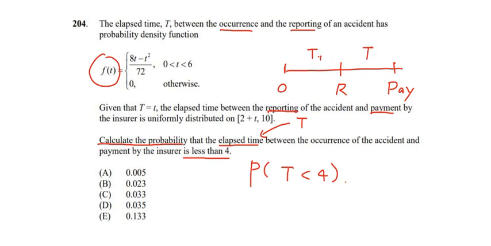So suppose there's t1 and t2 like this. What we want to find is the total time between occurrence and payment. So this time is equal to T1 plus T2 less than 4.